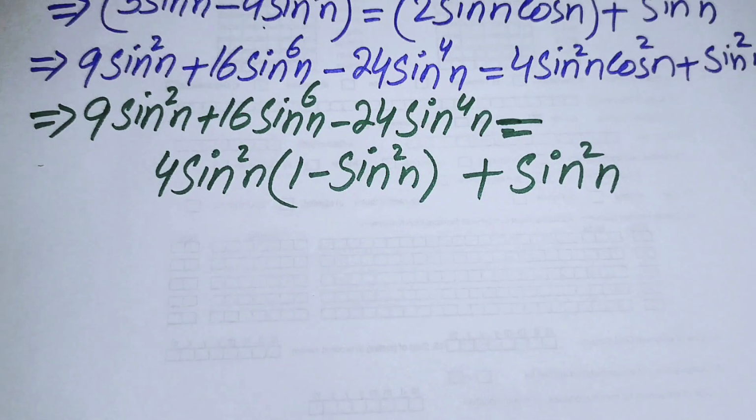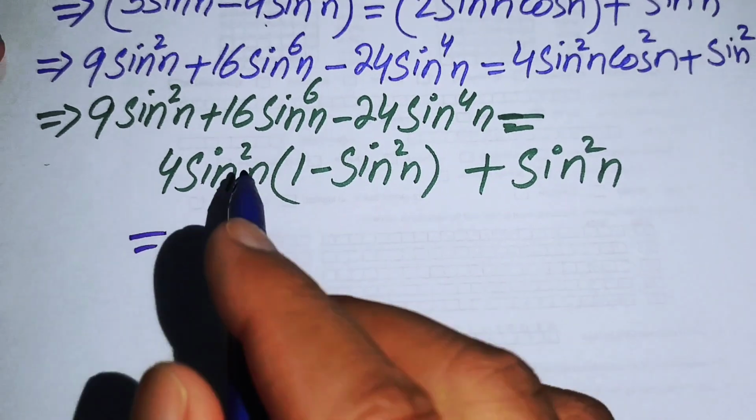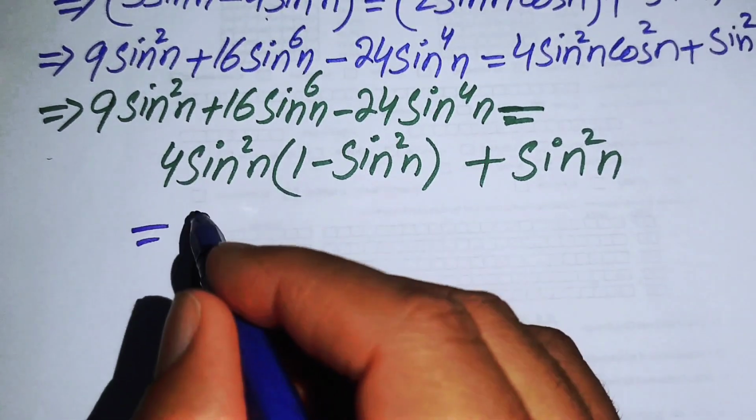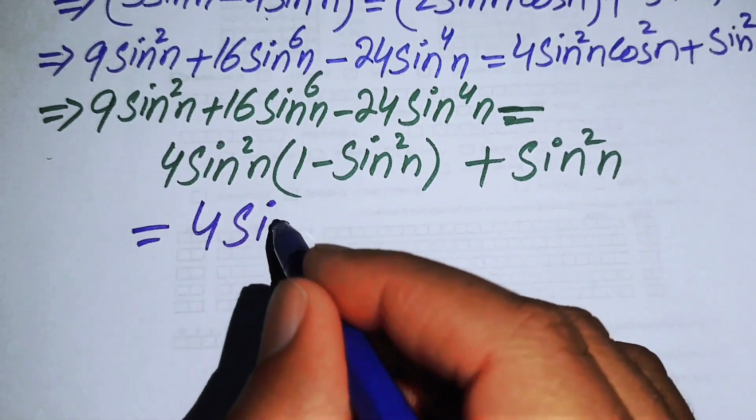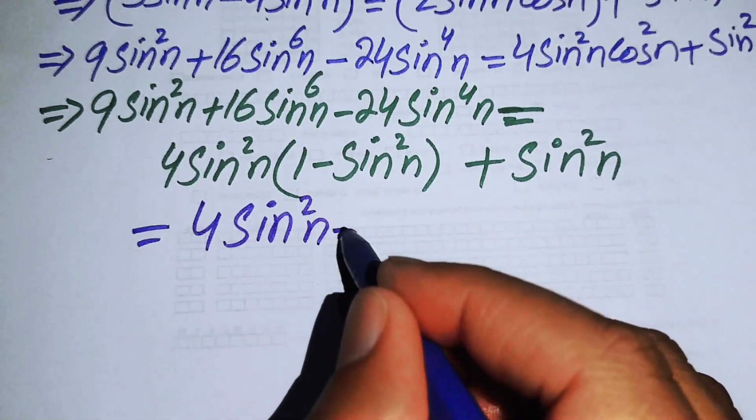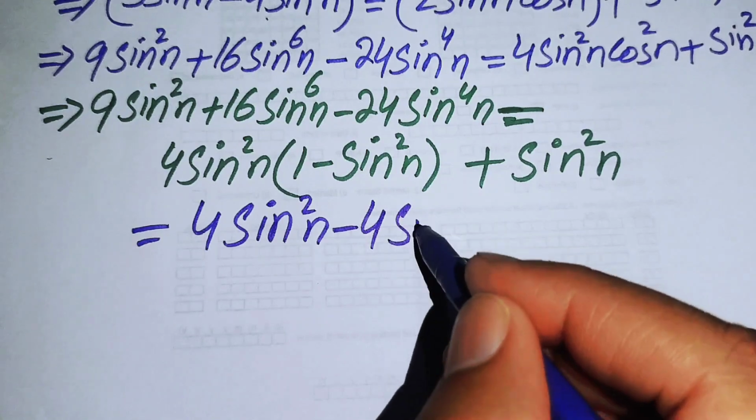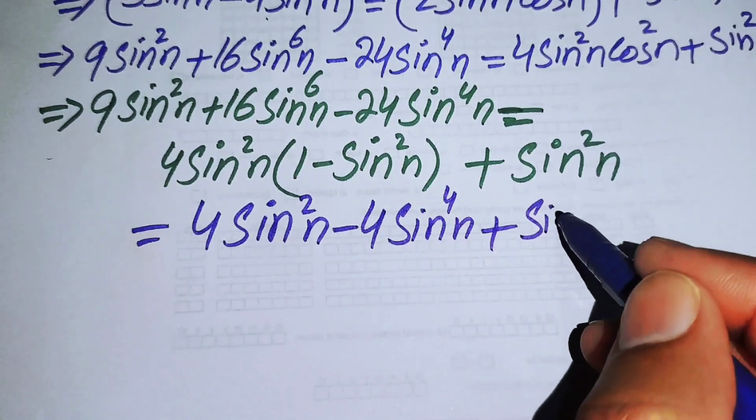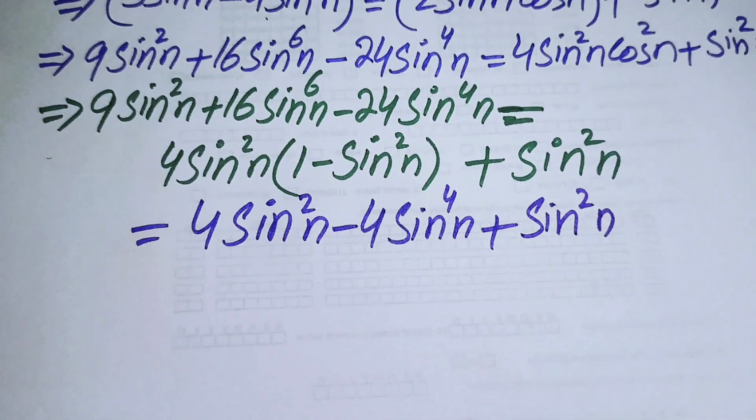So now we make a little bit of simplification on the right hand side. We multiply this 4 times sine square n into both of the terms, and you get here 4 times sine squared n minus 4 times sine to the power of 4 of n and plus sine square of n.